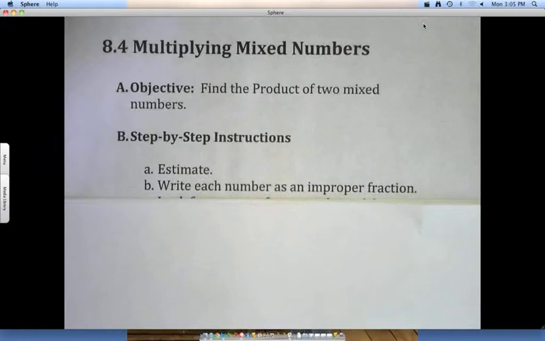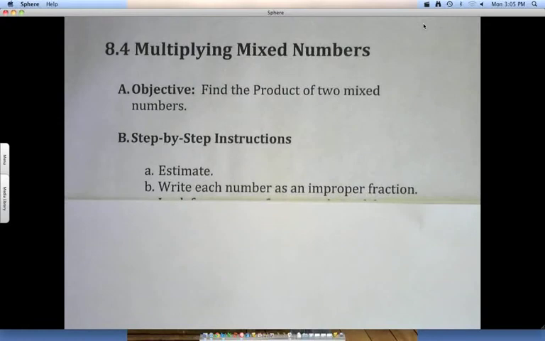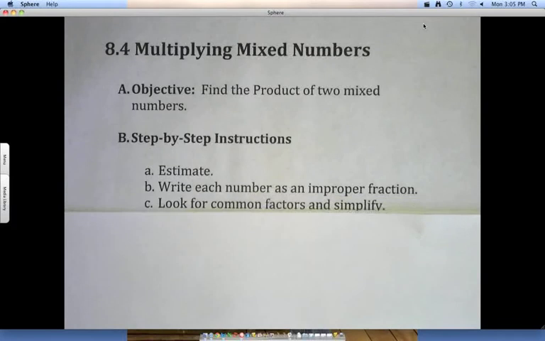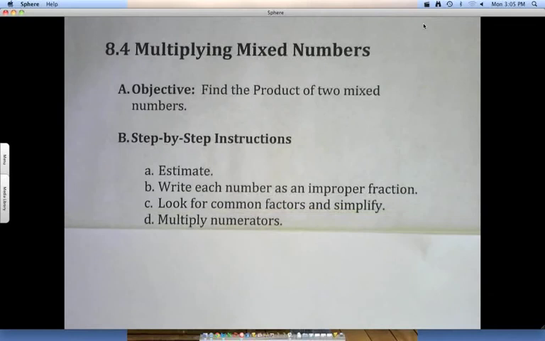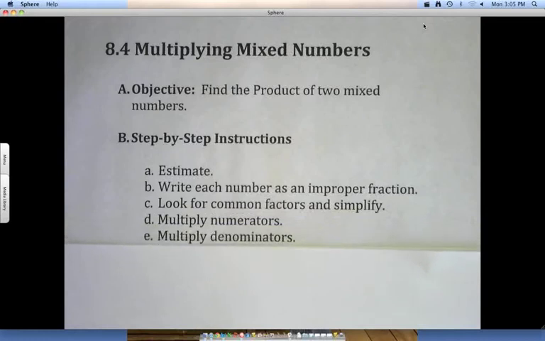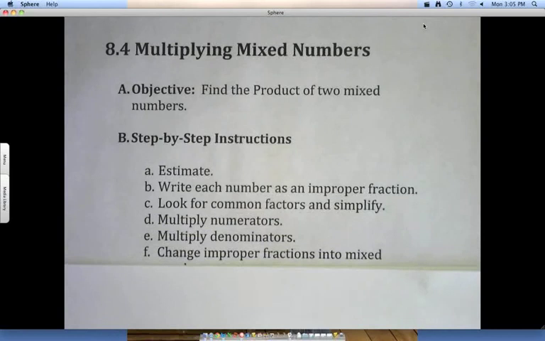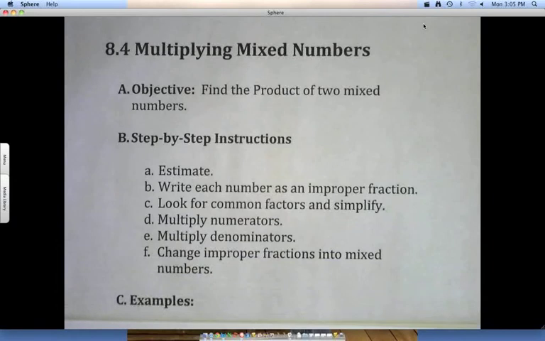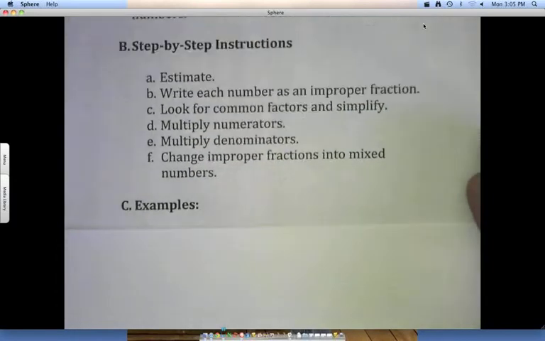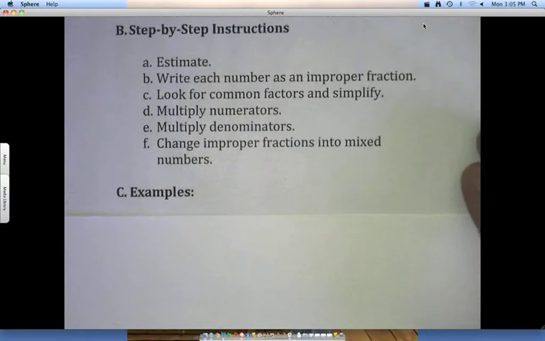Make sure that you write each number as an improper fraction. So we will talk about how to get an improper fraction from a mixed number. We will also look for common factors and simplify, similar to what we did with our multiplying of two fractions. And of course, once you have your common factors and you simplify, you multiply the numerators and then the denominators, and then change improper fractions into mixed numbers if need be. So I'm going to share with you a couple examples. First of all, I'll leave my step-by-step instructions there.